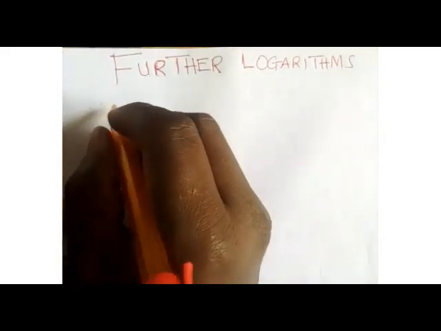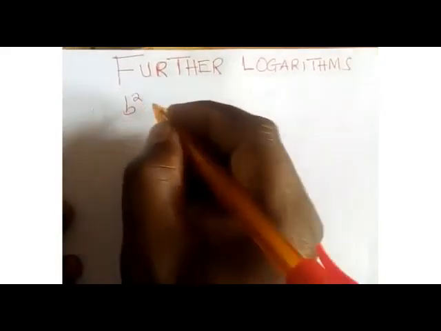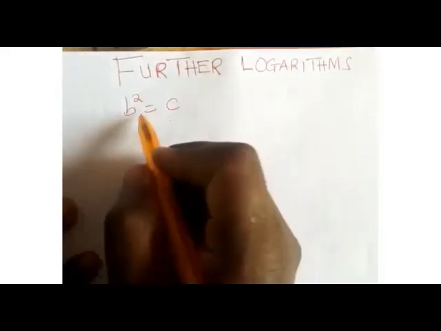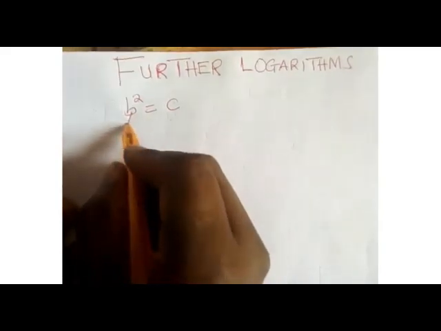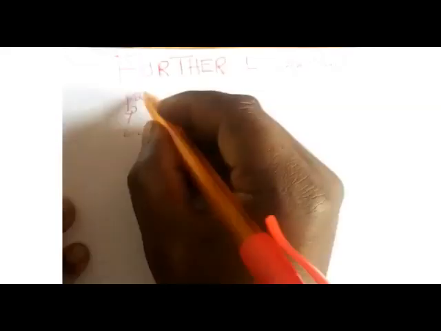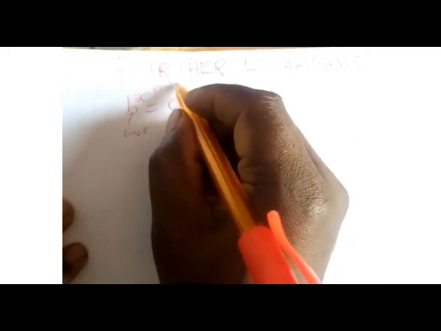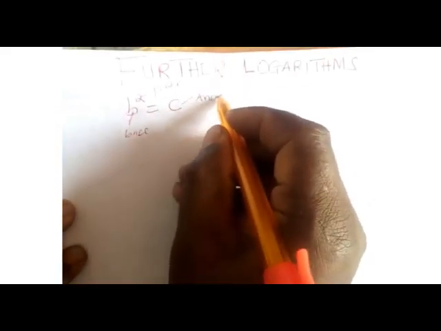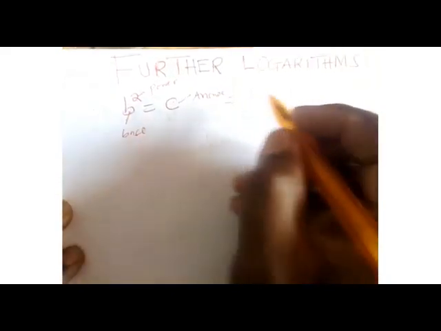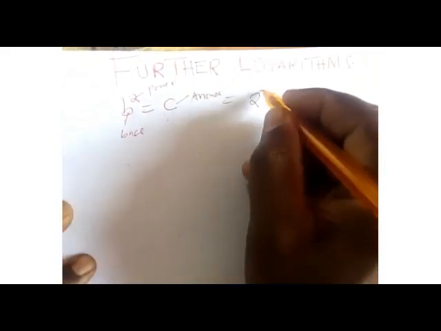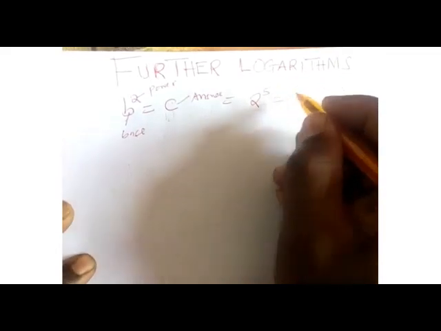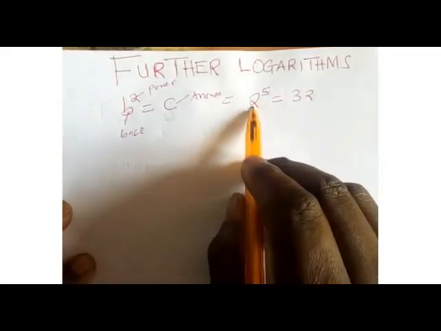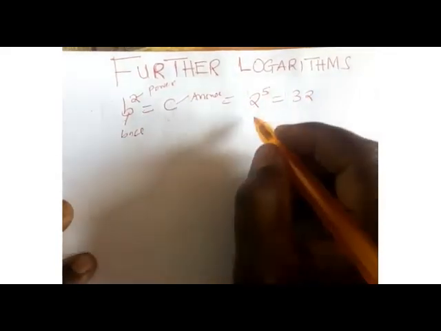When a number is written as b raised to power 2 equal to c, this number is called the base. This number is the power, the index, and this one is the answer. For example, we have 2 raised to power 5. The answer is 32, right? So 2 raised to power 5, the answer is 32.